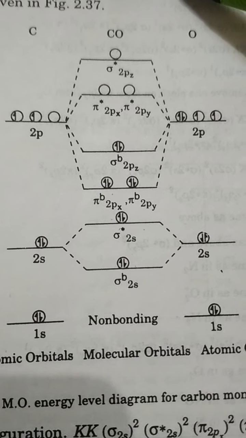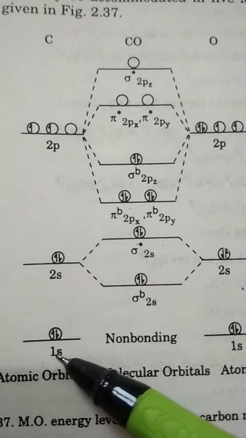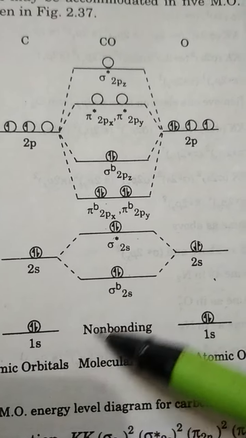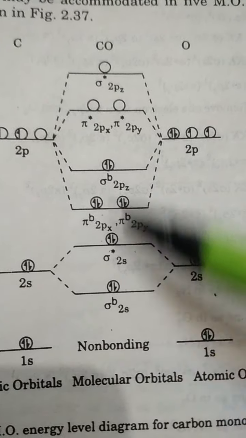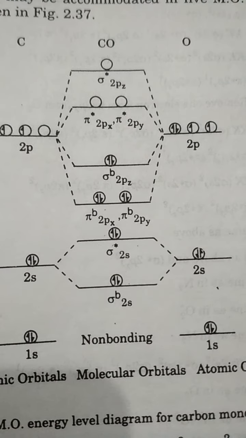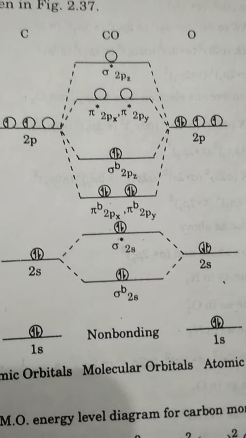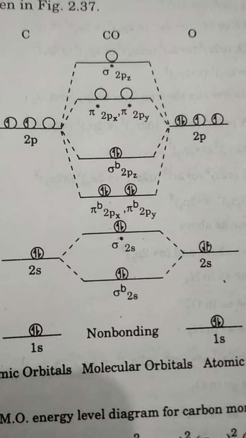You can see here the molecular orbital diagram of CO. These are the atomic orbitals of carbon and these are the atomic orbitals of oxygen. And in the middle, these are the molecular orbitals of CO. All the rules are the same for heteronuclear diatomic molecules as for homonuclear diatomic molecules.